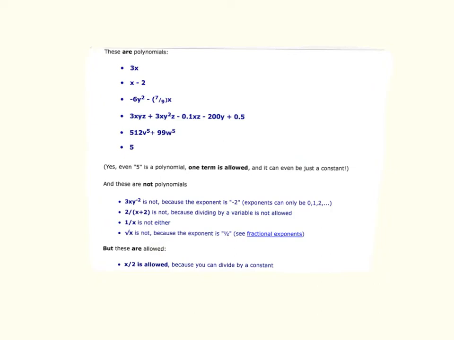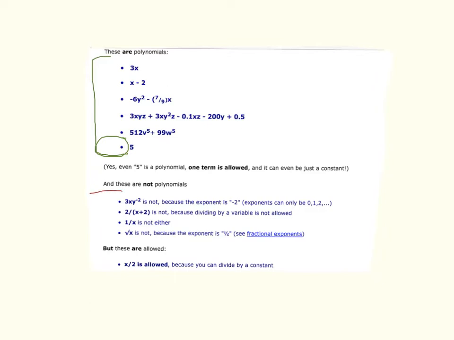Here are some more great examples of polynomials. Notice how some have one term, some have two terms, some have 4 or 5 terms, and some have only one constant term. One term is allowed, 2 terms are allowed, 3, 4, 5, 6 terms are allowed. These all have special names, and we'll get to that in just a minute. One thing to note is that even just constants are allowed, and they are also known as polynomials.